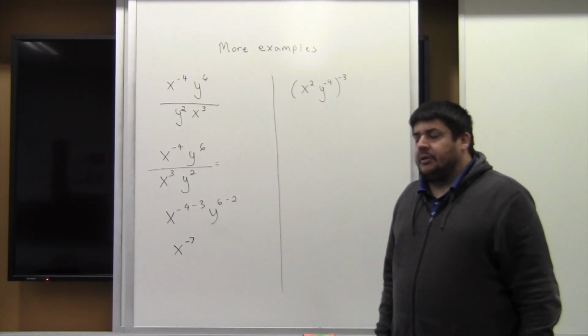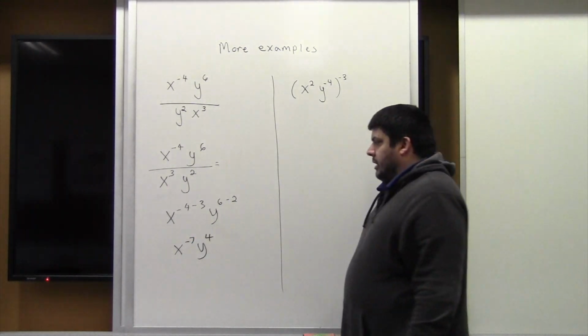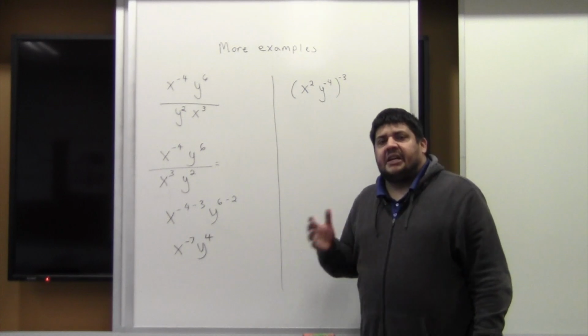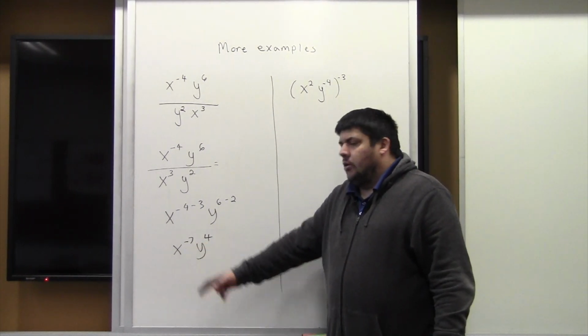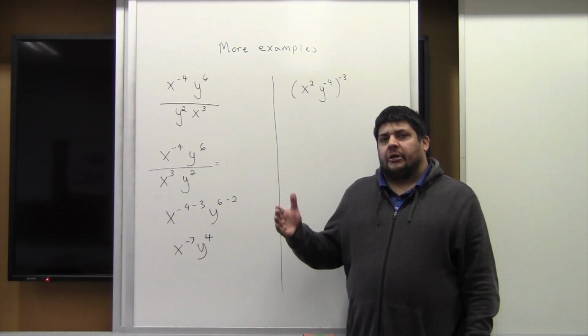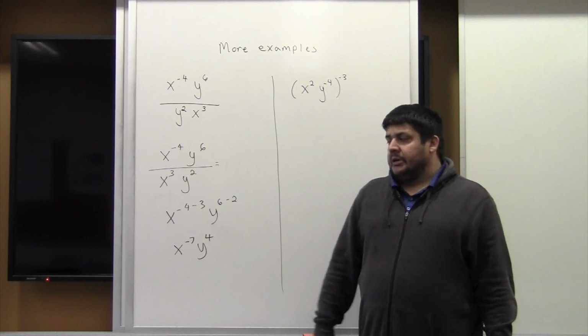6 minus 2, that is 4. Okay, now we're almost done. We need to get rid of the negative exponents. If you recall, we can make the negative exponent go to the bottom and change it to positive, and that way we'll be good to go.